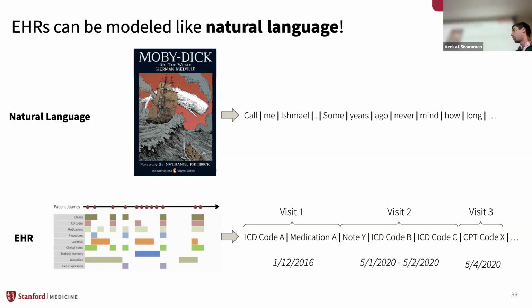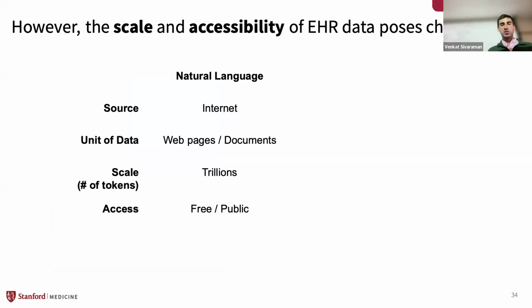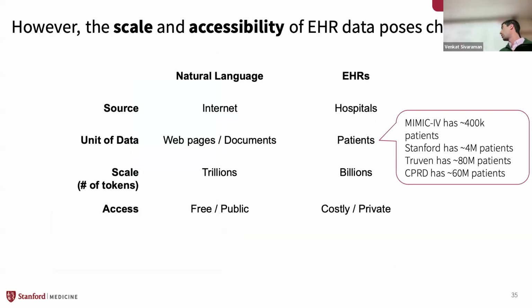And then in terms of what are documents, we think of those as patients. So each patient is like a document of visits, and each visit is a sentence of coded tokens that happen to the patient. Just to make this analogy very clear, natural language is where we look in terms of how we think about the data. And then for EHRs, the source is hospitals, which complicates things because you can't just pull it off the internet. Our unit of data is patients.